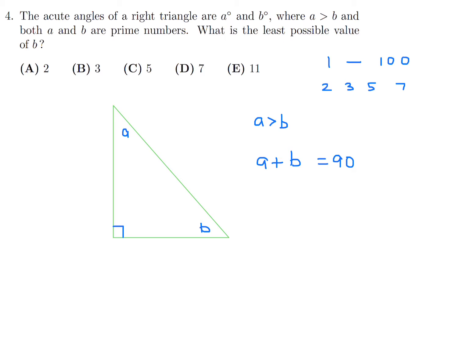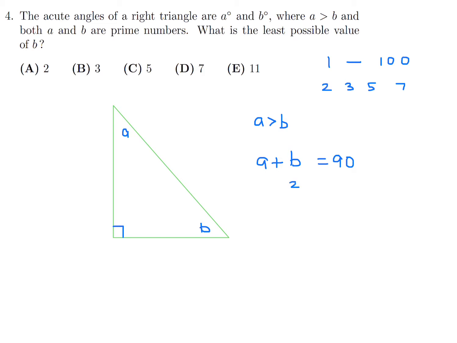Okay, well, the smallest prime is 2. And if I put that, this one would have to be 88. But 88 is not a prime, right? Okay, what about 3? Well, that is going to give me 87, and 87 is not a prime. Now what I'm going to do is probably just reverse it to make it the big one being A and the small one being B.